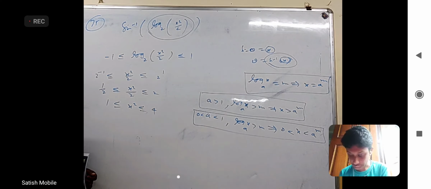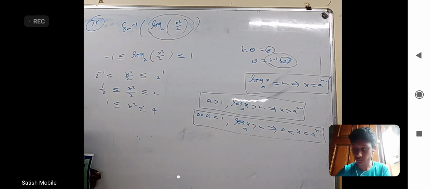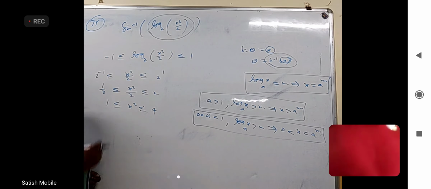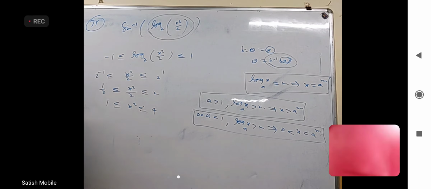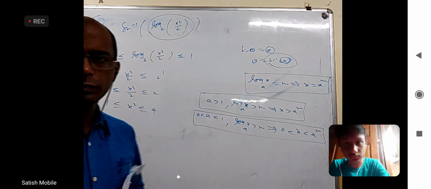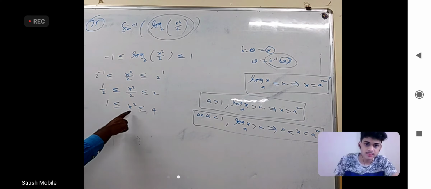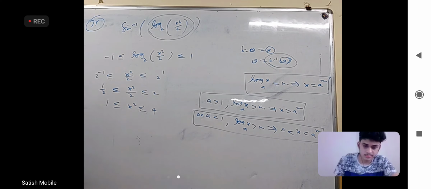Now we have to be careful. If x is positive and x square is between 1 to 4, x should be between what and what? Anybody? Is the board clear to everyone? Okay. If x square is between 1 to 4.